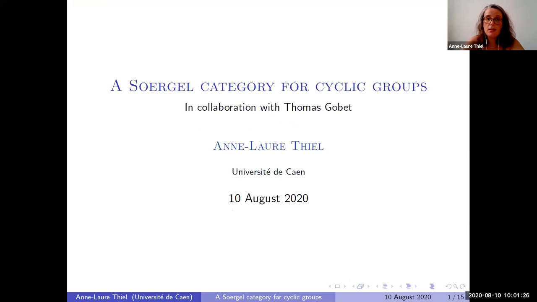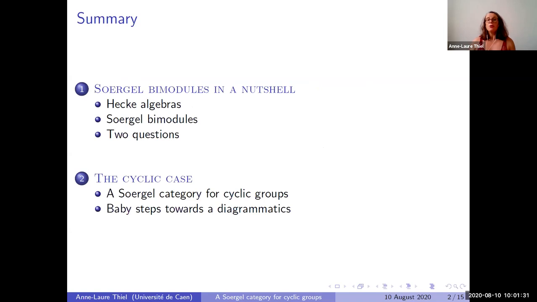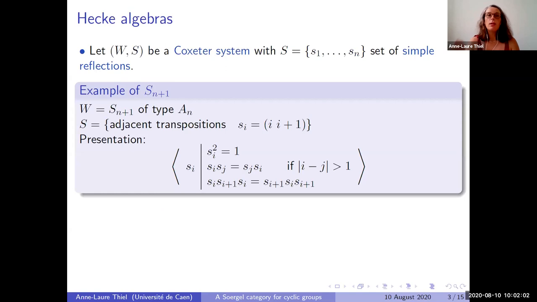As a first part of my talk, I will recall a bit what classical Soergel bimodules are, but very quickly, because I assume most of you know much about that. And some questions that together with Thomas we ask ourselves and that we could at least partially answer. In the second part of the talk, I will focus on this generalization of Soergel's category for the cyclic case.